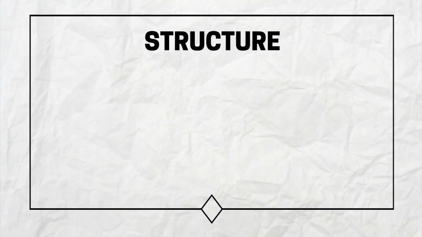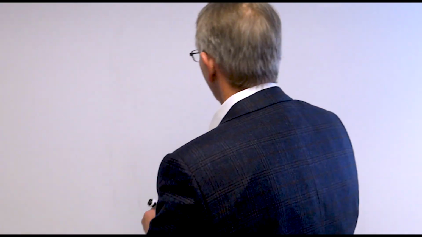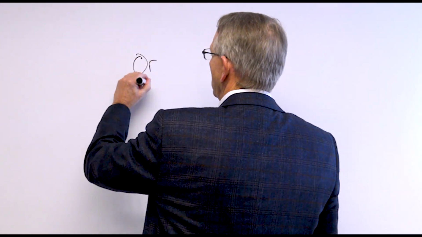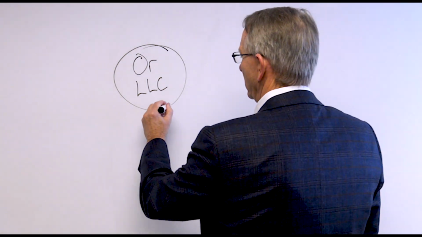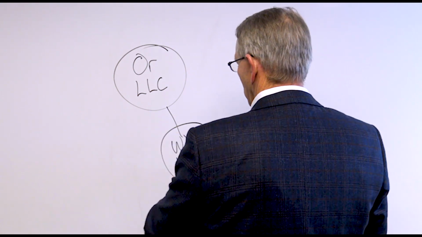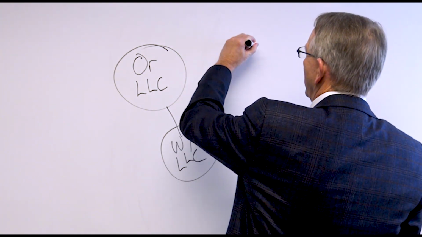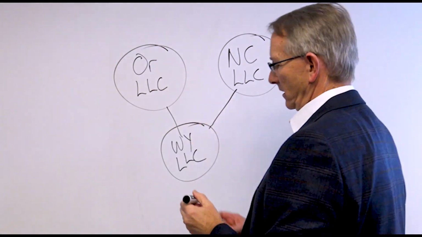So we want to structure things that take advantage of the LLC and the charging order protection. So what we do is, say you have a property in Oregon. We'll have an Oregon LLC, and title to the property is in the Oregon LLC, owned by a Wyoming LLC. And then you invest in a property in North Carolina. We have a North Carolina LLC owned by the same Wyoming LLC.